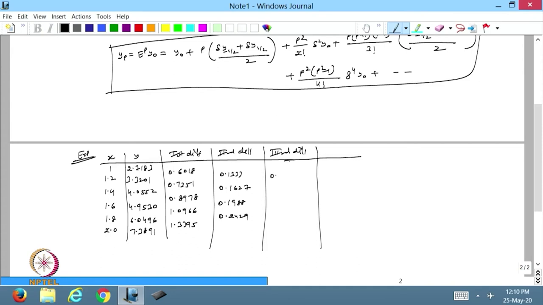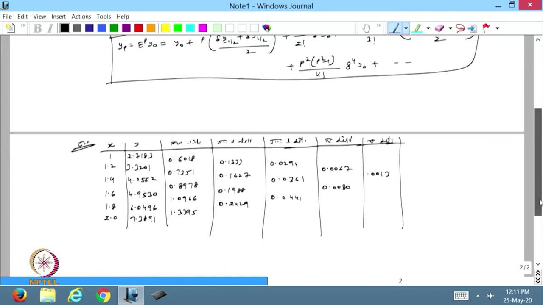The third difference will be 0.0361, 0.0441. So, it is the third difference. Then we apply the fourth difference. The fourth difference will be 0.0067 and 0.0080. And the fifth difference, the last value, will be a constant value, and this is 0.0020. So, this is the last value. This is my difference table.